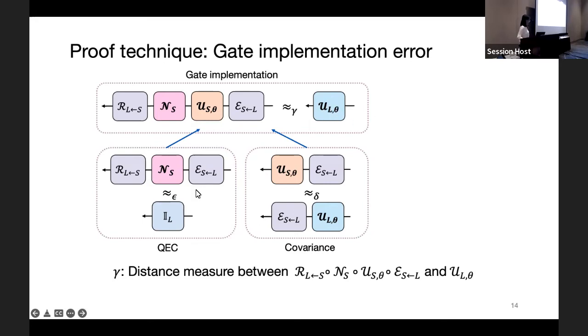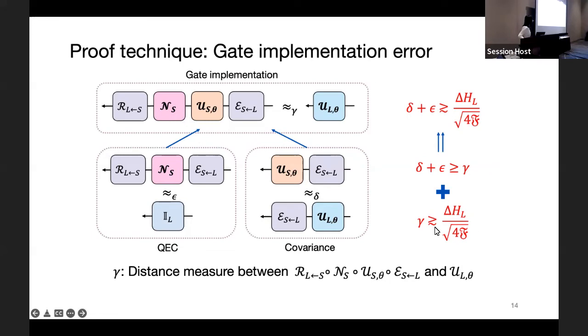However, since we cannot simultaneously have an error correcting code and a covariant code, we must compute the distance between this error corrected physical gate and this logical physical gate. So we will call the distance between these two gamma. And then we can actually prove that the sum of epsilon and delta is going to be lower bounded by gamma. So that means a non-trivial lower bound on gamma will give us a trade-off relation between epsilon and delta.